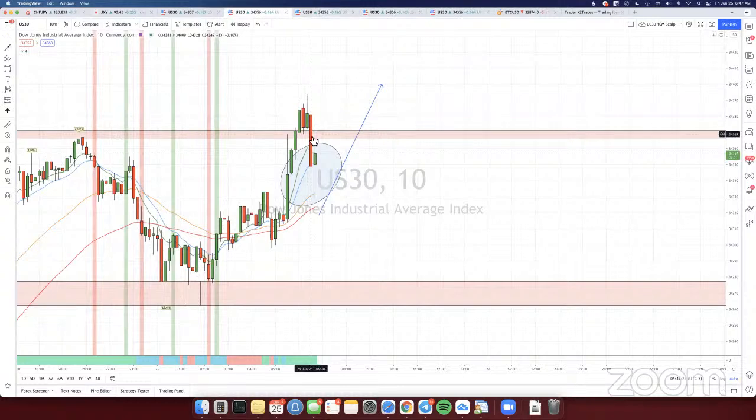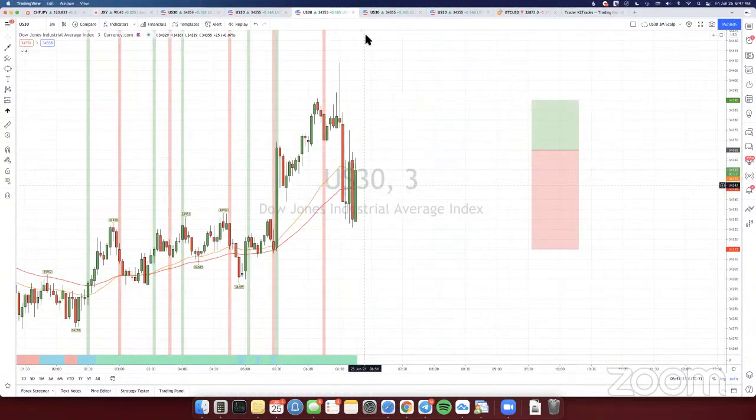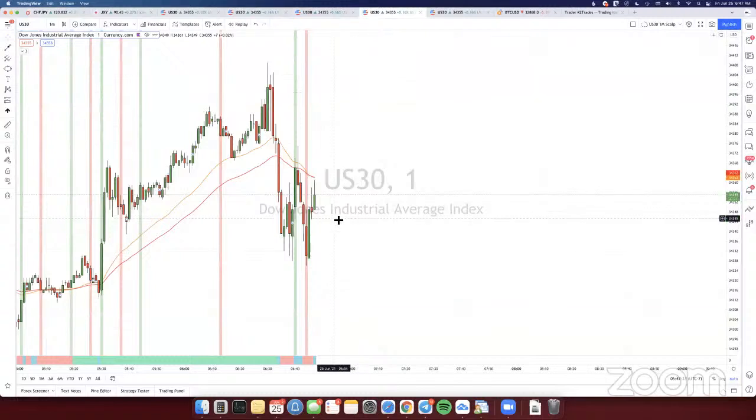So the bias here on the 10 minute is bullish. The bias here on the 3 minute is bullish. And the bias over here on the 1 minute is bearish, but it's not a very strong bearish bias. And generally the 1 minute has noise anyways, so you wouldn't be following this anyways to begin with.